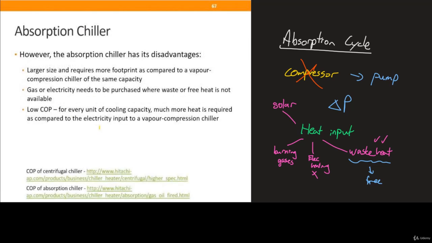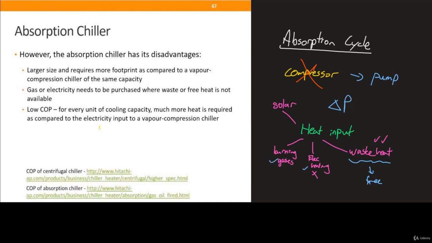But the absorption chiller may not be super common. Why? Because it's larger in size and requires more materials to manufacture. And when you are not able to get enough waste heat, you may need to have some backup, and the backup is always gas or electricity. So that is something not desirable.